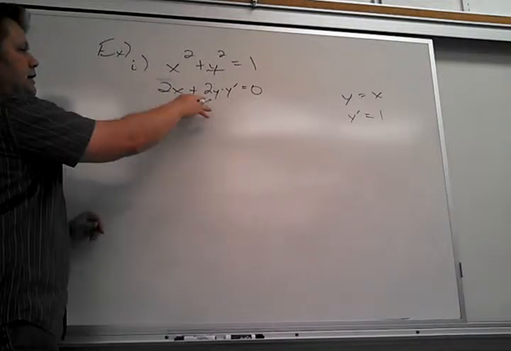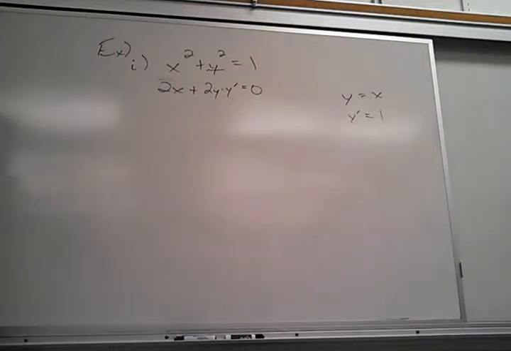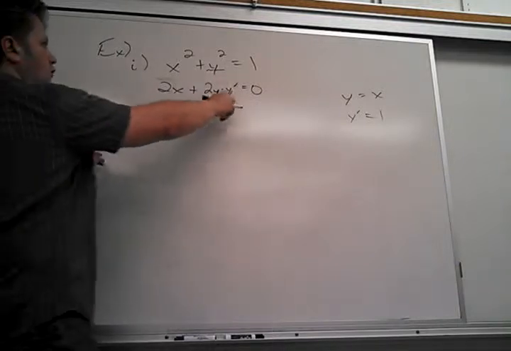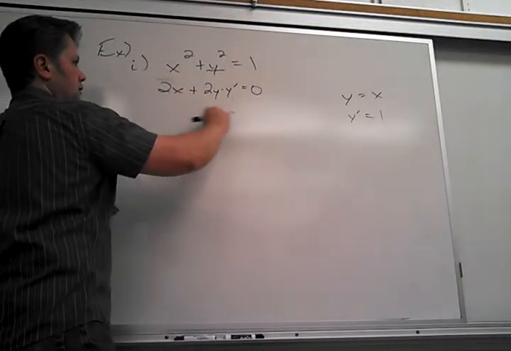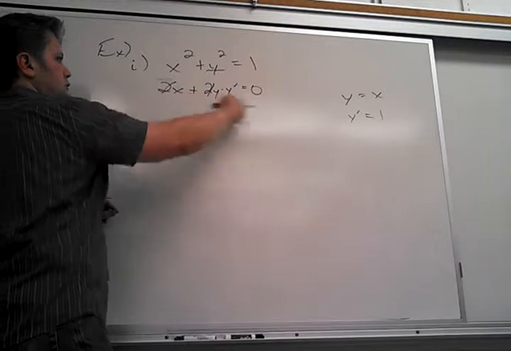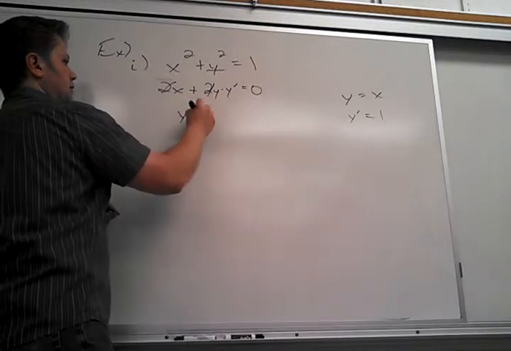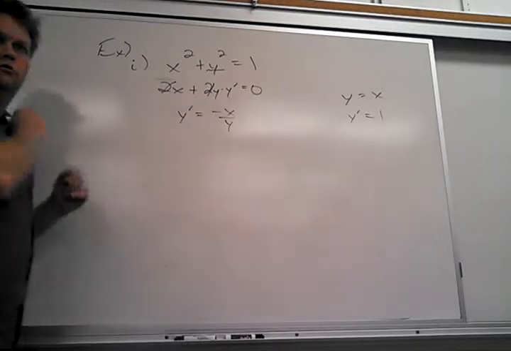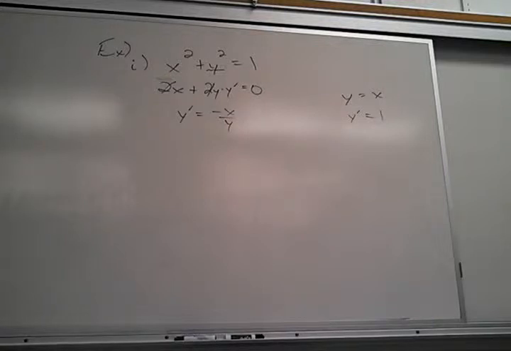Now, what do you think my next thing to do would be? Solve for y prime. Right? So to solve for y prime, I can kill the 2's for one thing, subtract the x, and divide by y. Is that cool? Okay, I skipped a lot of steps, but they're easy steps.